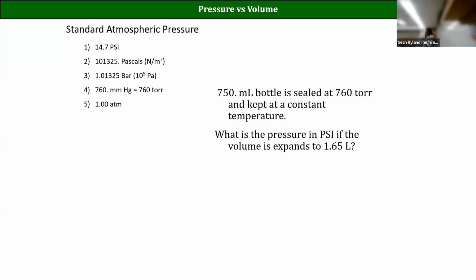Just to answer my first question, the pressure on the surface of Mars is about 15% of Earth's. It's about 0.15 atmospheres, but it's almost entirely CO2.